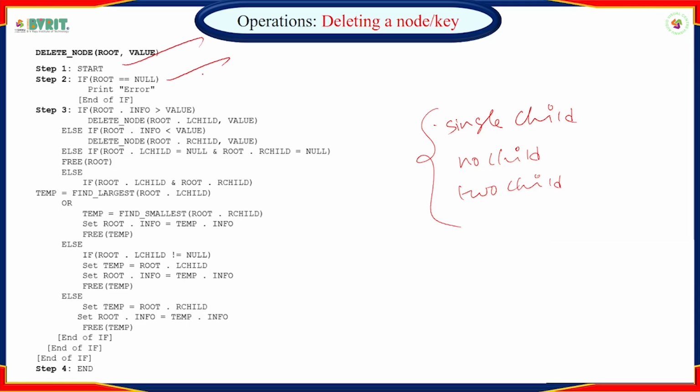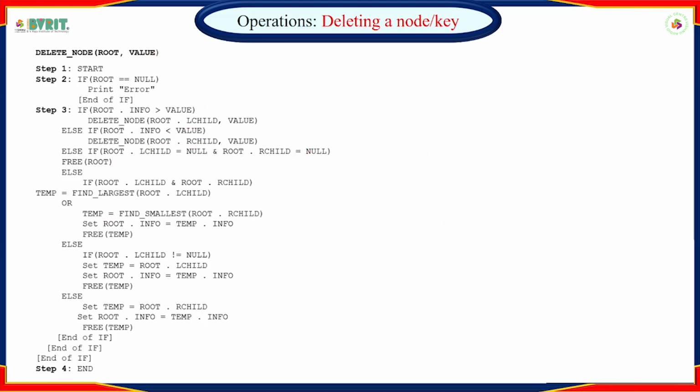Starting, if the root is equal to null, as usual. If the root node's information is greater than the value, we delete from the root's left child. If it is less than the value, we delete from the right child. If the root's left child is null and right child is null, we handle it. Otherwise, we find the target. This is the target for the binary search tree.